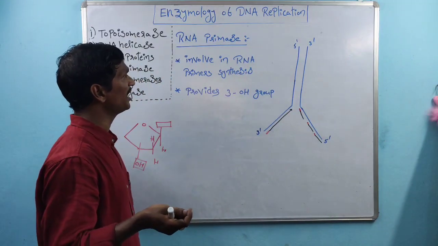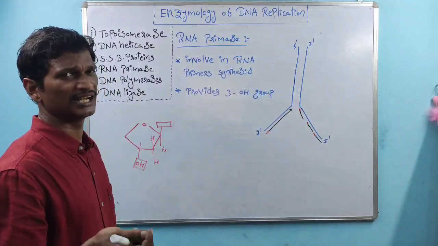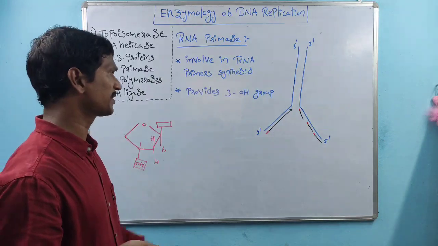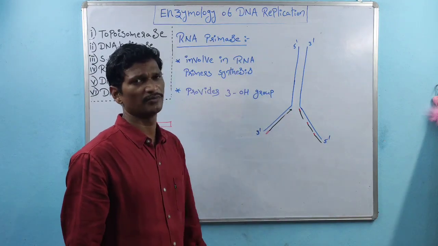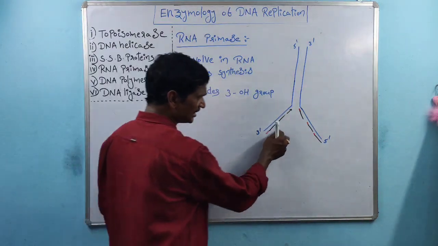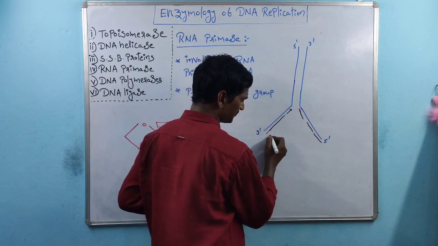So the function of the RNA primase enzyme is to synthesize the RNA primers. Those RNA primers provide the 3' hydroxyl group. The 3' hydroxyl group is involved in the polymerization of DNA, right? Remember, this is the DNA bit. The black color indicates the DNA bit. The red color indicates the RNA.